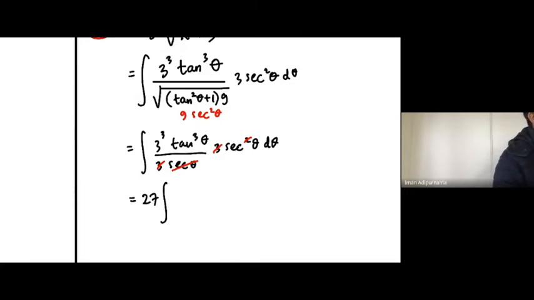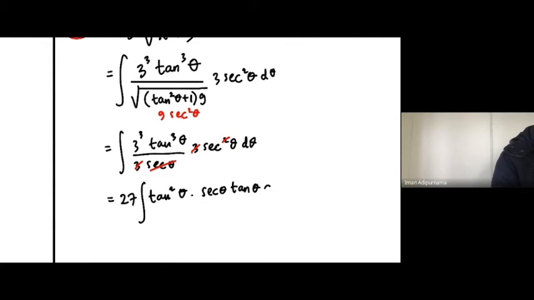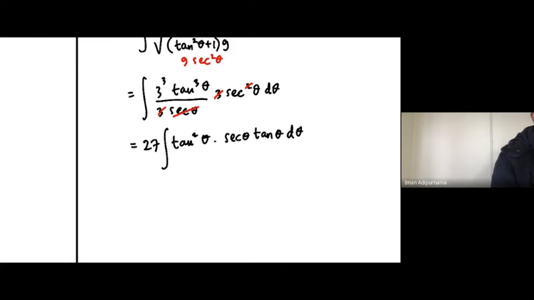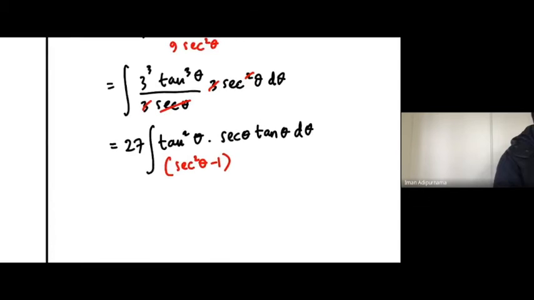And based on what we did before in the first half of the lecture, I will separate this secant tangent. So I will have tangent squared theta and secant theta tangent theta. And I will make the tangent squared become secant squared. Oh, too small.